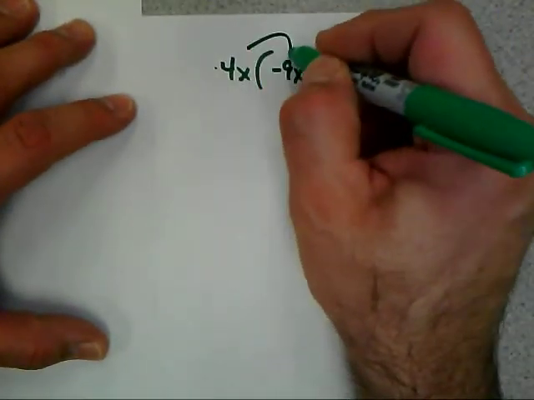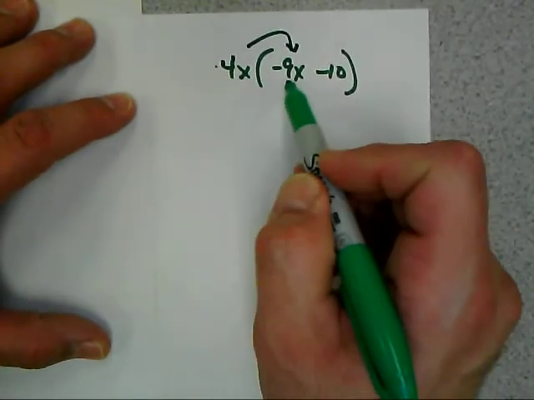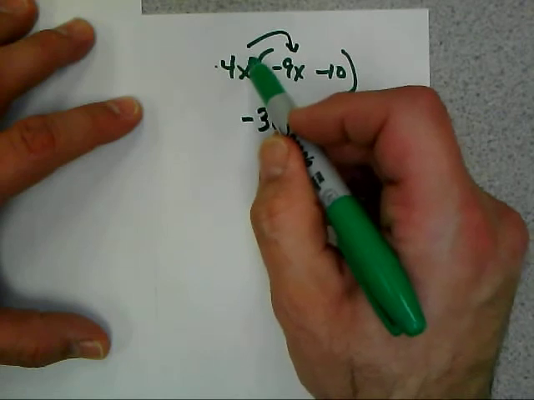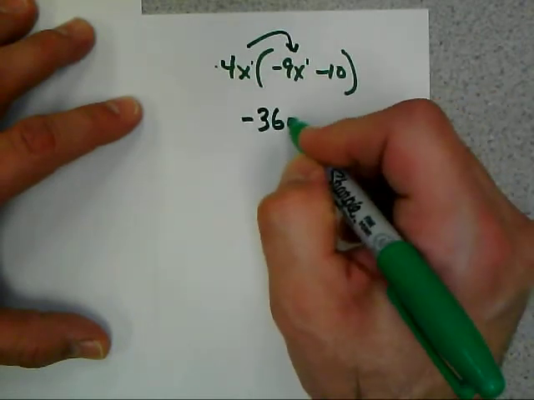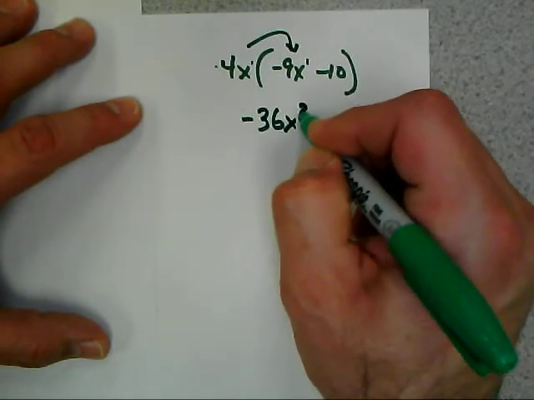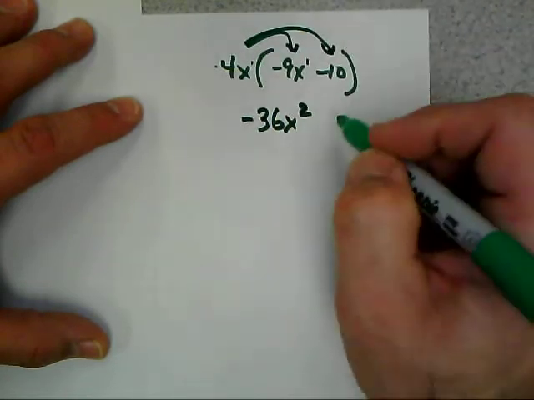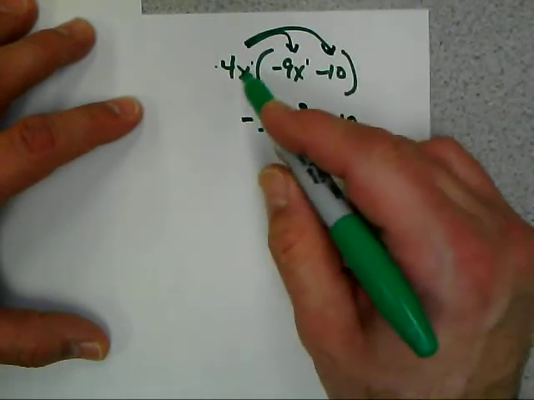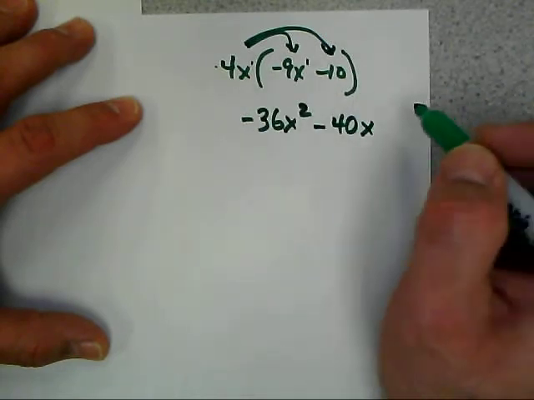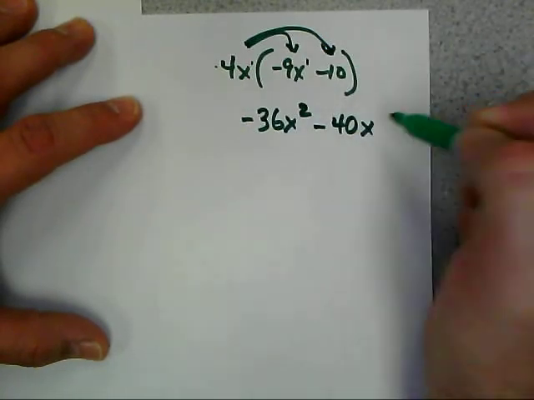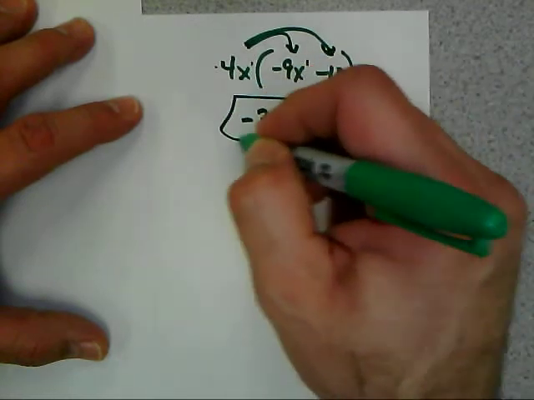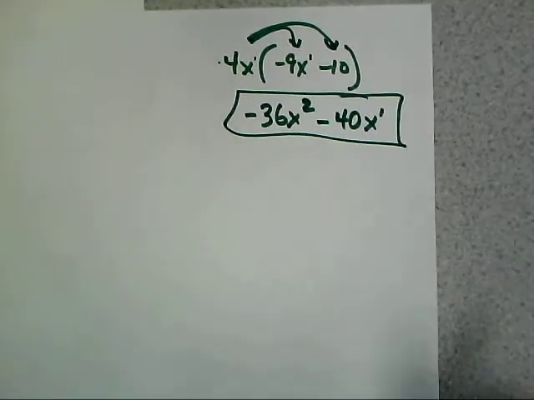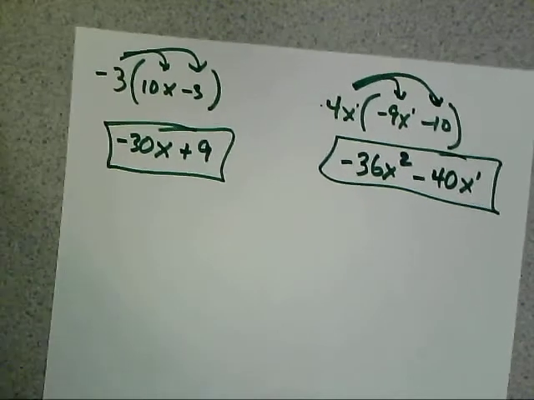All right, here we're going to have some x's that we're going to add together. So 4 times negative 9, negative 36. And we do have 1x and 1x, so we add those together because we're multiplying. We add, it's x to the second power. Then 4 times negative 10, which is negative 40. And we have 1x and no x, so it is 1x. 1 plus 0 is 1. You can put the 1 up there if you want to. I don't care. You won't see the 1 on there in the answer sheet. And there you have it.